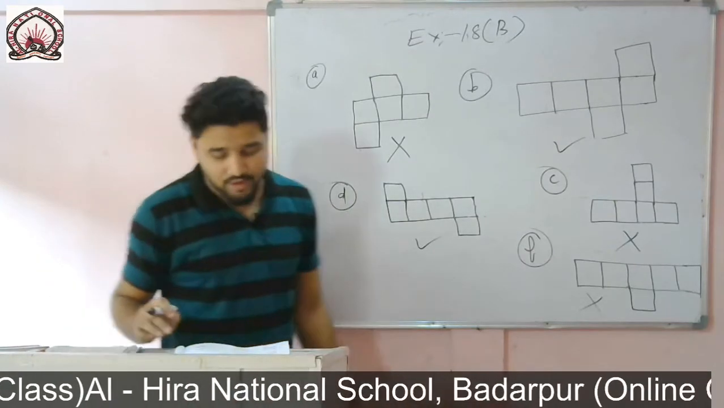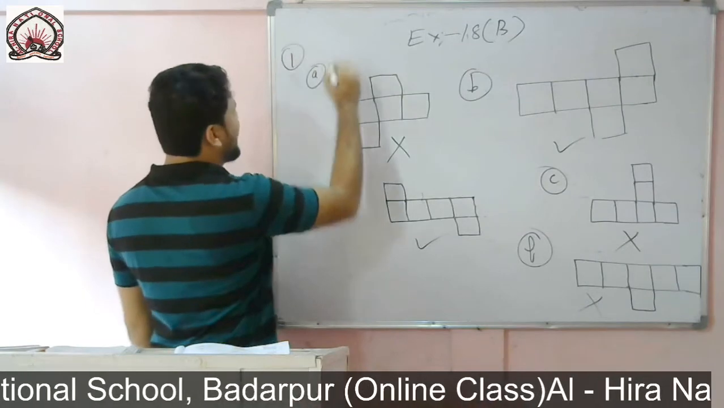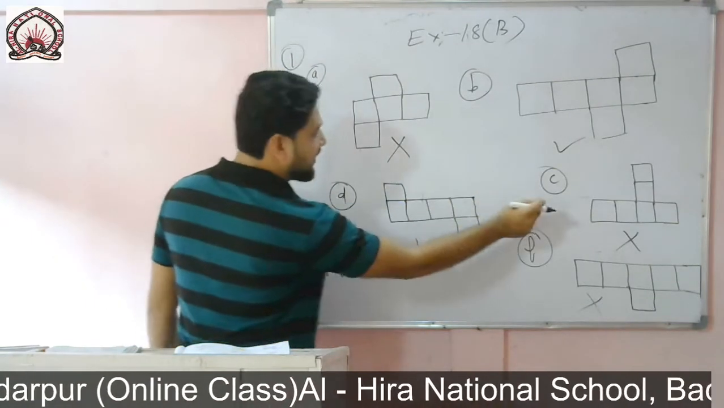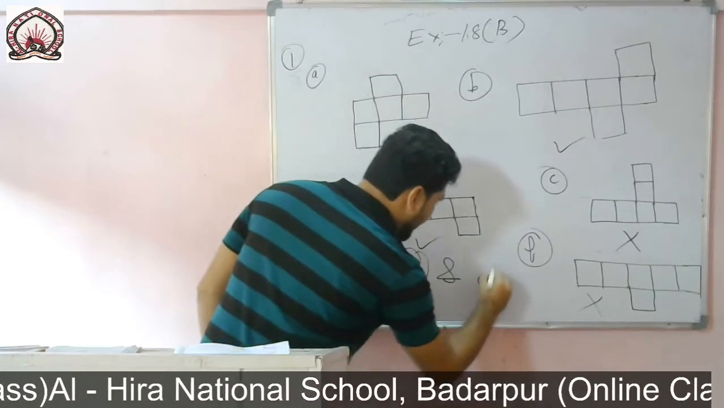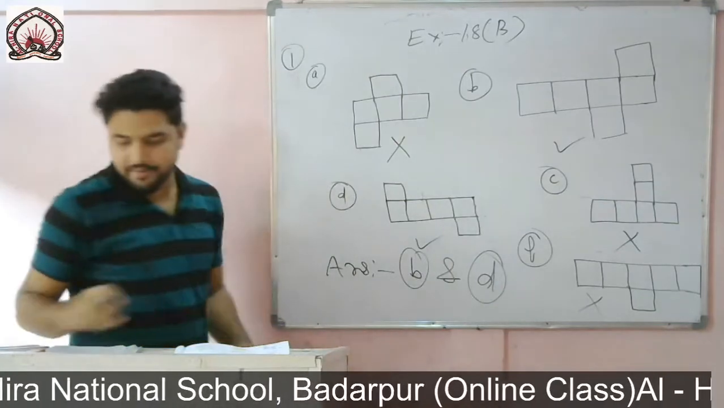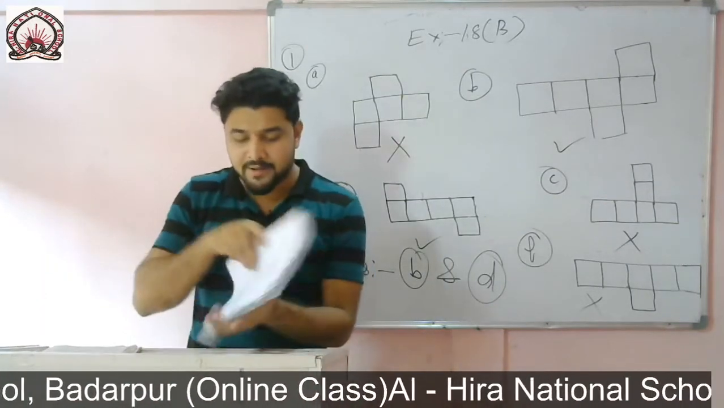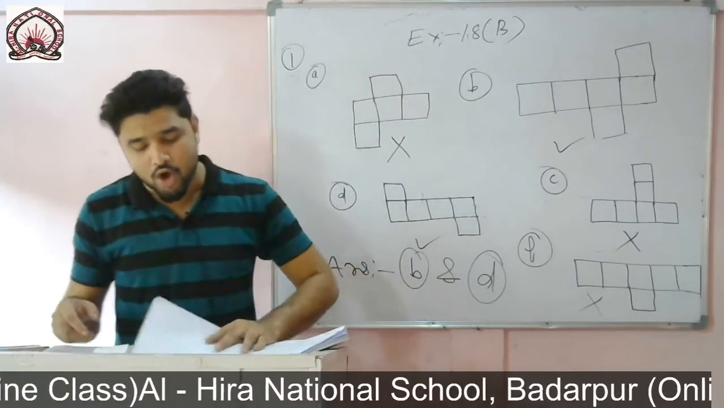So which nets will fold into a closed box? Number 1, the answer will be B and D. B and D will be the required answer. Now come to question number 2. Which nets will fold into an open box?